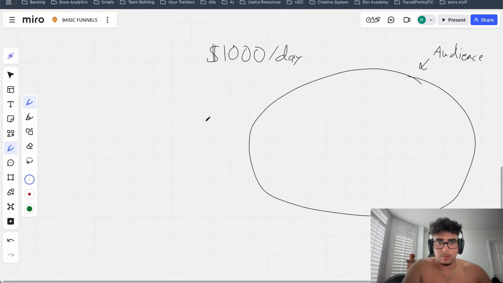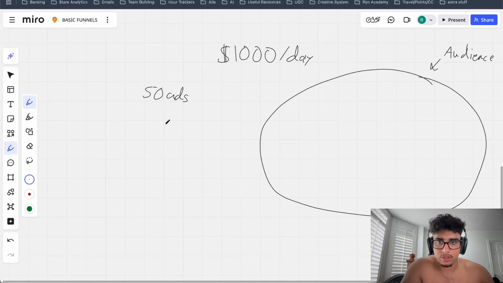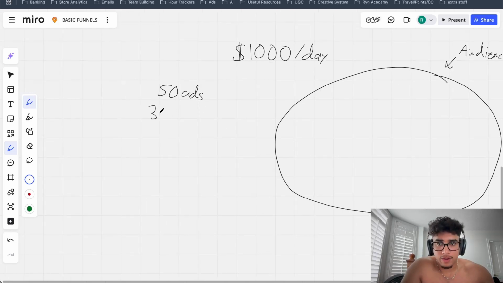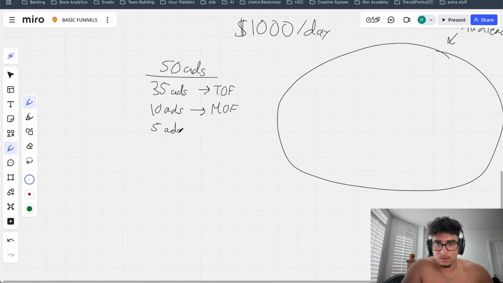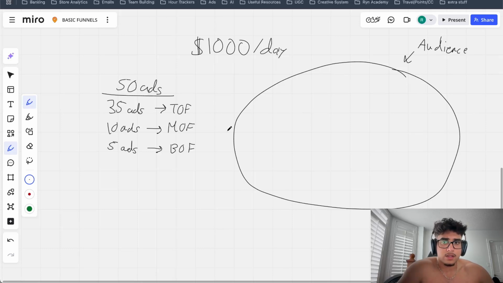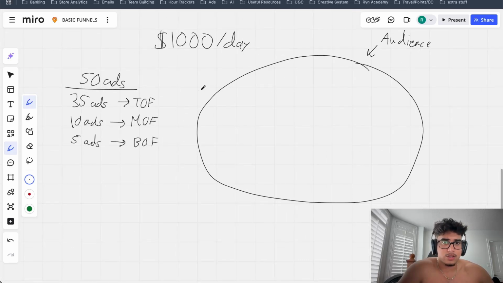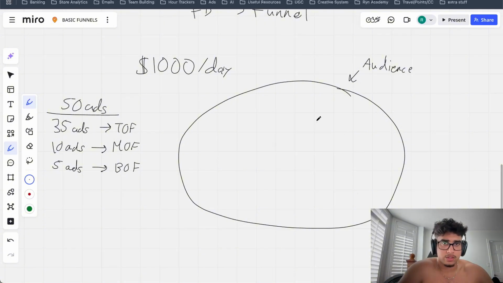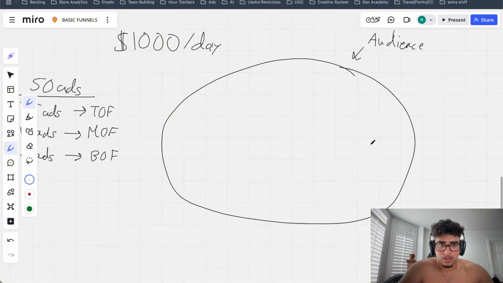Your budget will be split across all your ads, right? Let's say you have 50 ads, and your primary focus should be prospecting, right? Your primary focus should be top funnel ads. So maybe 35 ads are top of funnel, 10 ads are middle funnel, and then 5 ads are bottom of funnel, let's say. Now, out of this $1,000 a day, it's going to just be spread apart into whatever audience you're showing your ads to.